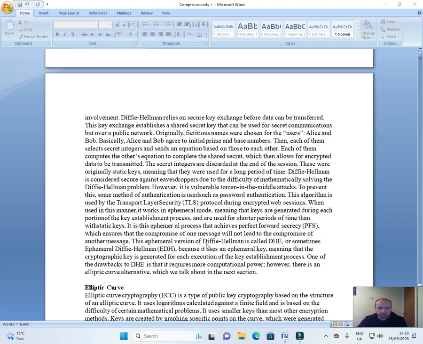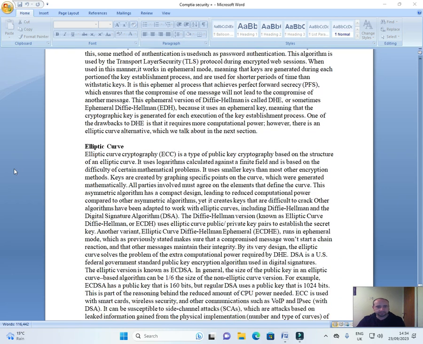The ephemeral version of Diffie-Hellman is called DHE, or sometimes Ephemeral Diffie-Hellman (EDH), because it uses an ephemeral key, meaning that the cryptographic key is generated for each execution of the key establishment process. One of the drawbacks of DHE is that it requires more computational power. However, there is an elliptic curve alternative, which we talk about in the next section.